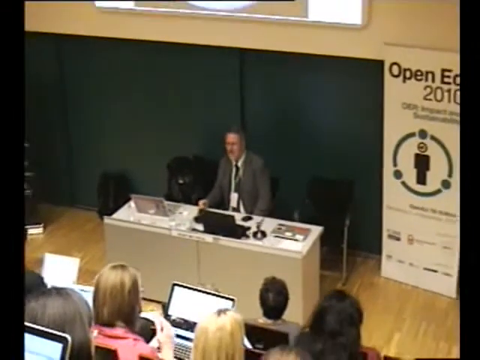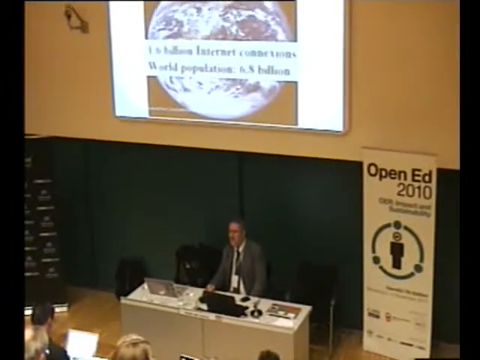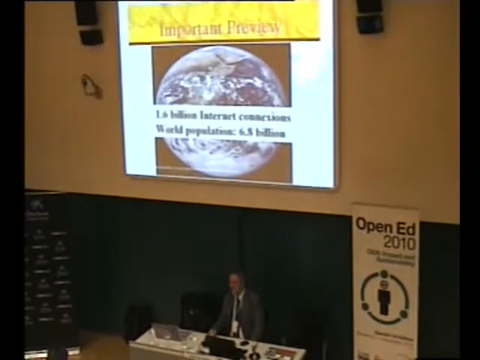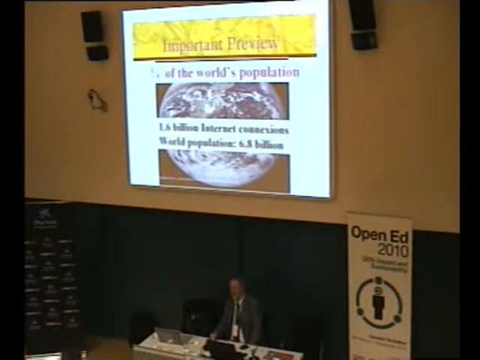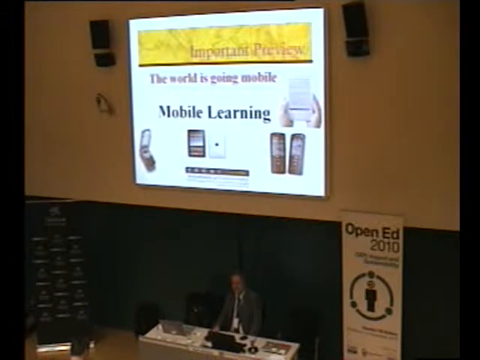There's 1.6 billion internet connections in the world, out of a world population of 6.8 billion. We can expect this figure, both proportionately and in total numbers, to go up dramatically in the next few years. A quarter of the world's population has access to the internet. The world is going mobile. Mobile learning is now a very real possibility. We're not talking about future scenarios anymore.